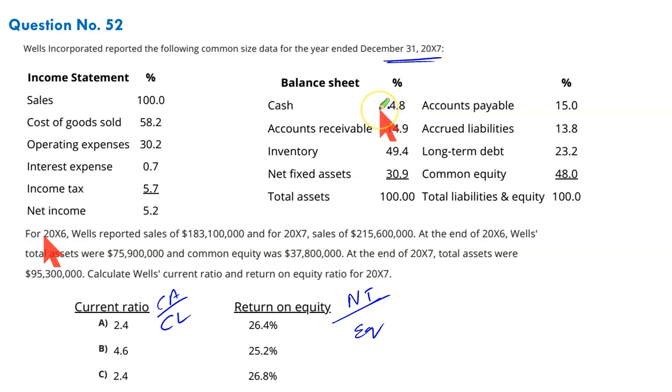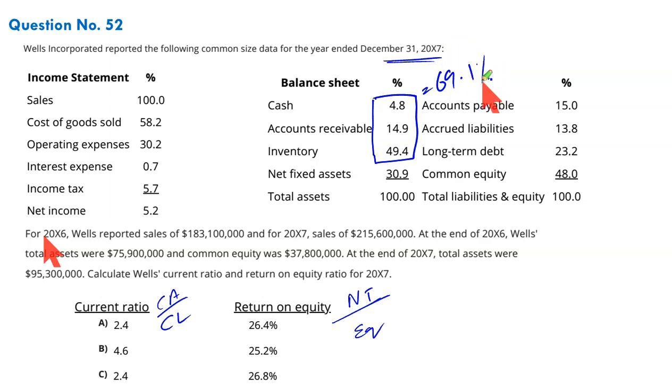This is a good question. Yes, questions like these are challenging. They will demand some extra effort compared to the questions we have done previously. These percentages represent your current assets. Cash 4.8% of your total assets, accounts receivable 14.9, inventory 49.4. If you add all these percentages, your current assets represent 4.8 plus 14.9 plus 49.4. It gives you a total of 69.1%.